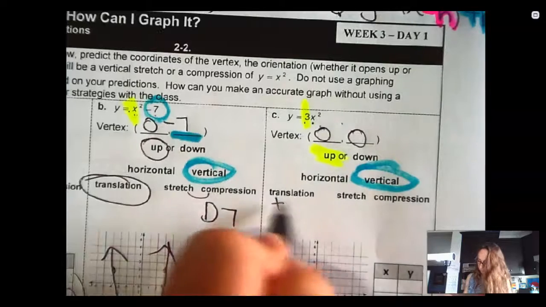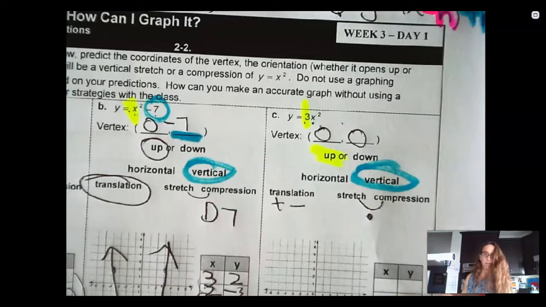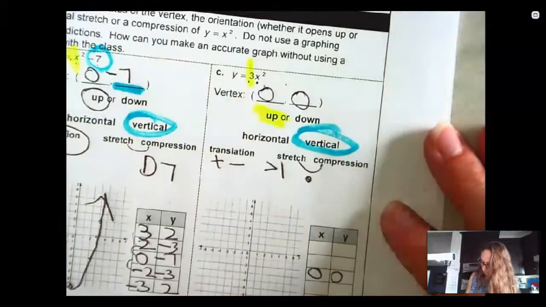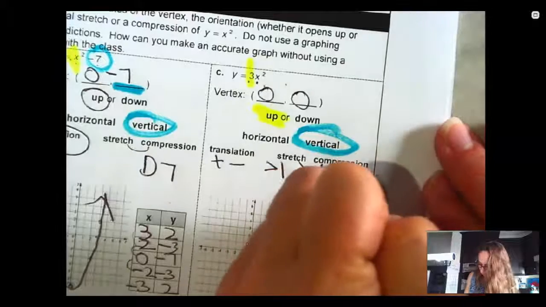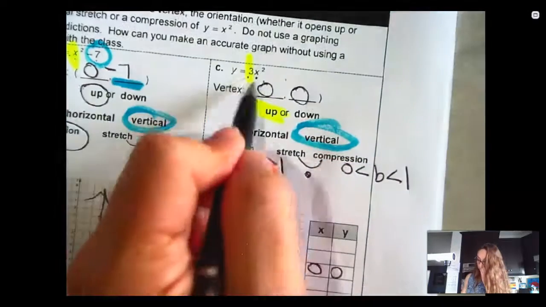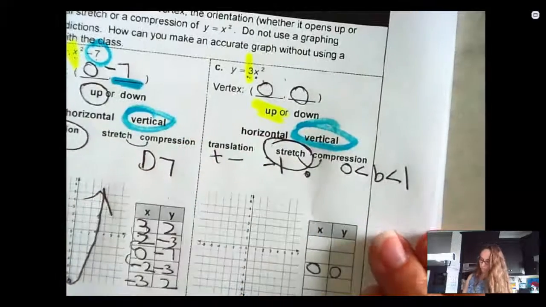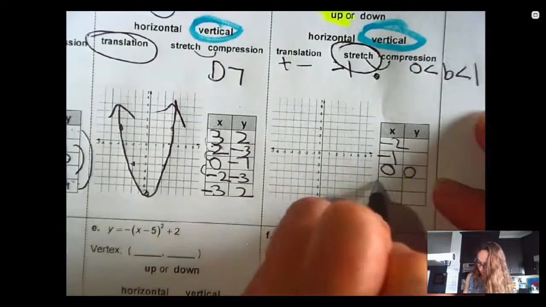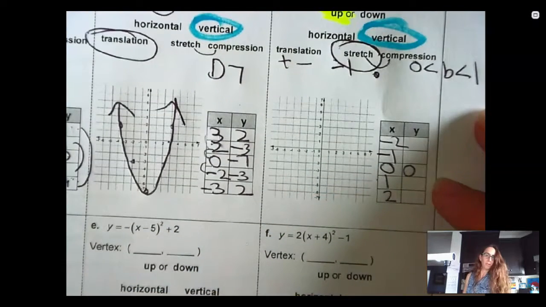Remember, translation is add, subtract. A stretch or compression is being multiplied. That's being multiplied. So how do I know if it's a stretch, and how do I know if it's a compression? If it is greater than 1, it is a stretch, and if it is between 0 and 1, it's a compression. So 3 is bigger than 1, so it's a stretch. Okay. Now when I graph this, I'm just going to not be fancy here. I'm just going to pick normal numbers. Why? Because I feel like it.